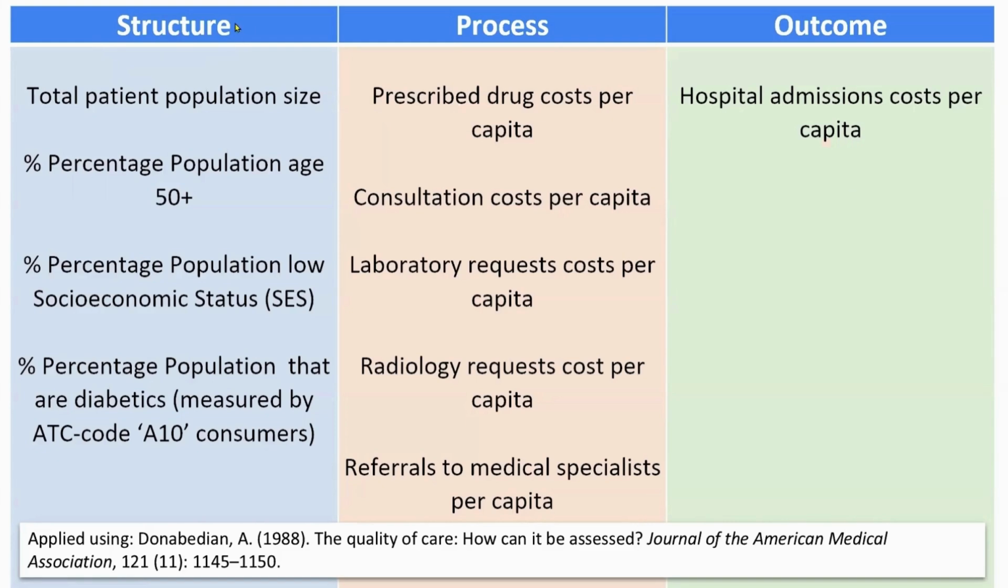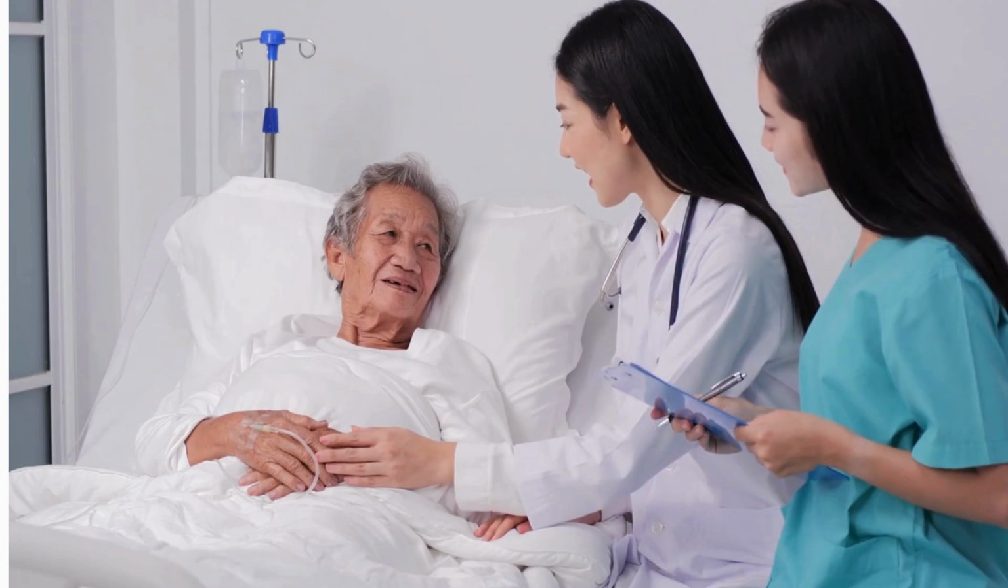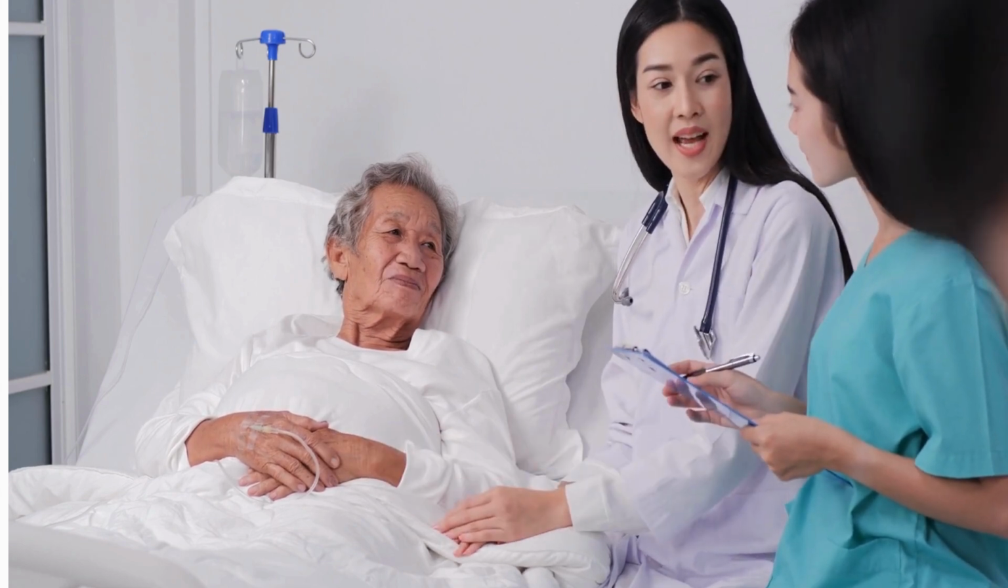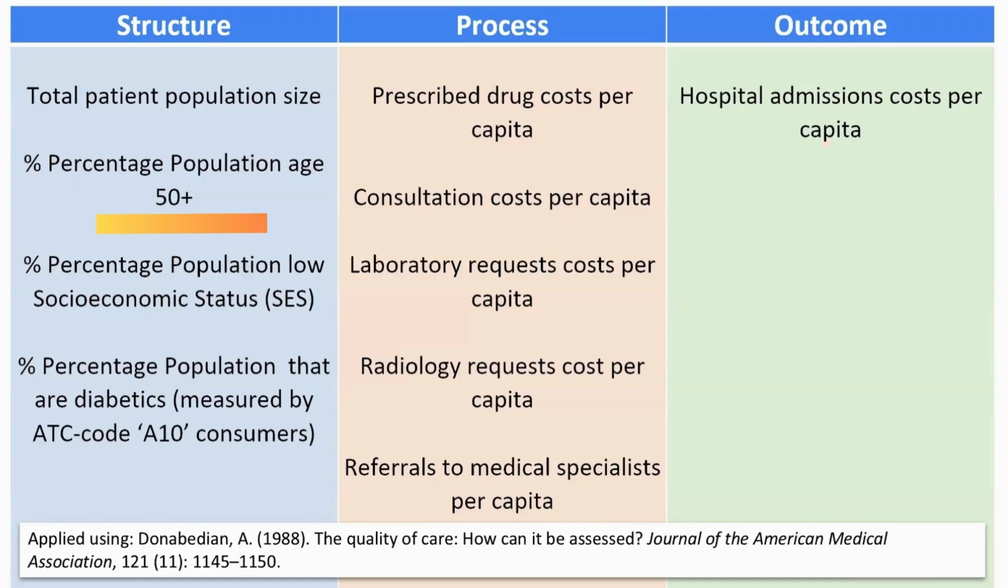First, let's examine the structure variables, which provide the context in which healthcare is provided. These include total population size. This gives us a sense of the scale of the practice. Percentage population aged 50 plus. Older populations generally require more healthcare services. We select the age of 50 plus as a simple yes or no cutoff point to get an indication of how old the patient population of a particular GP is.